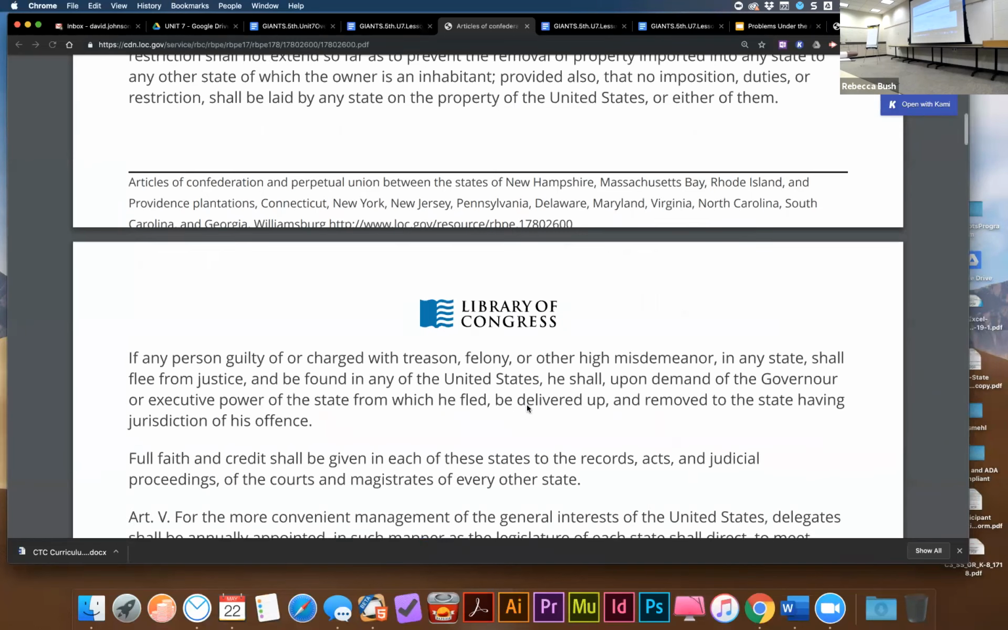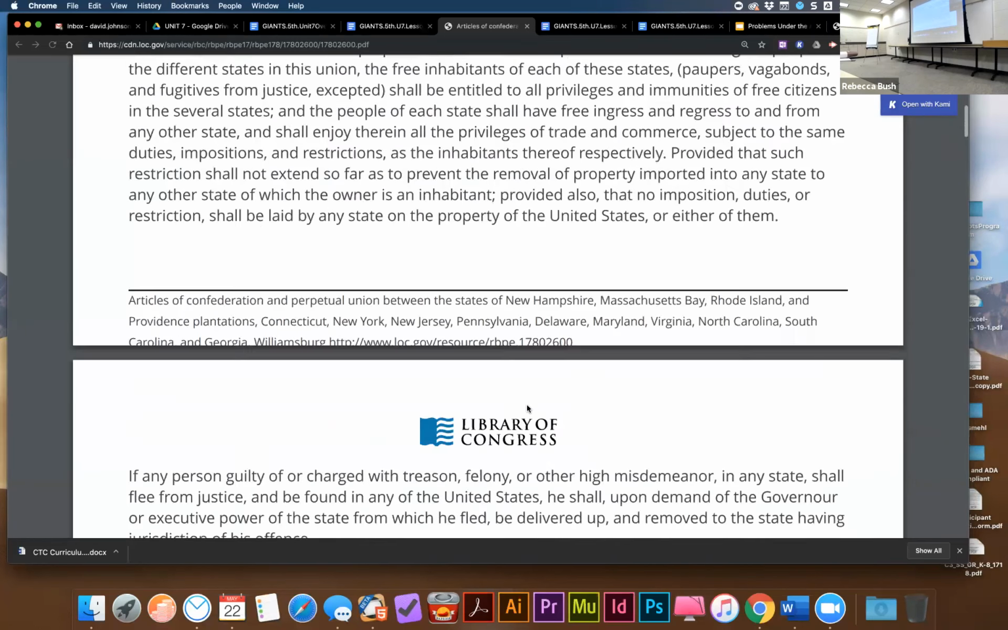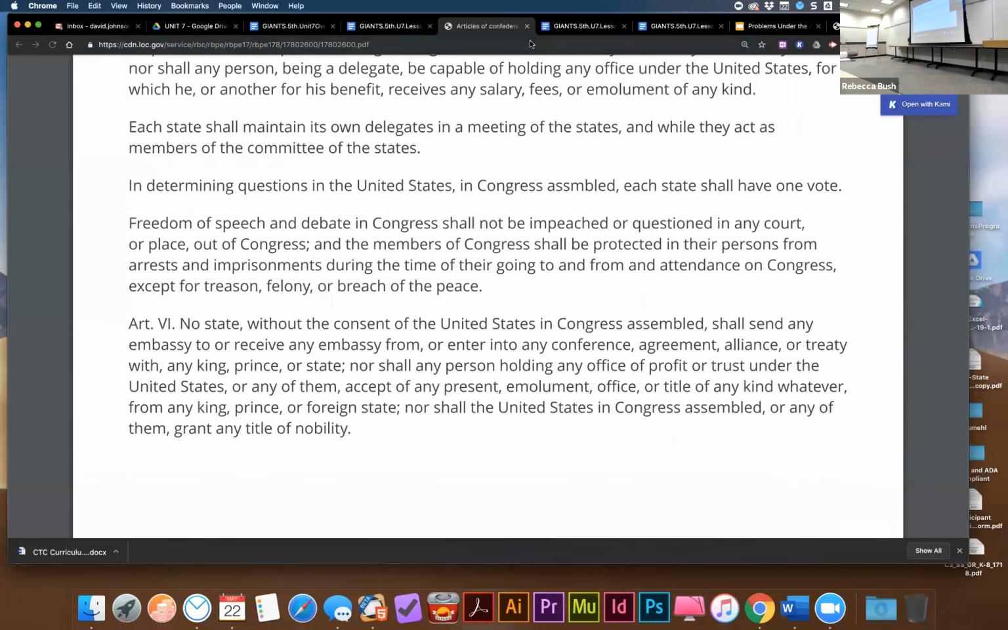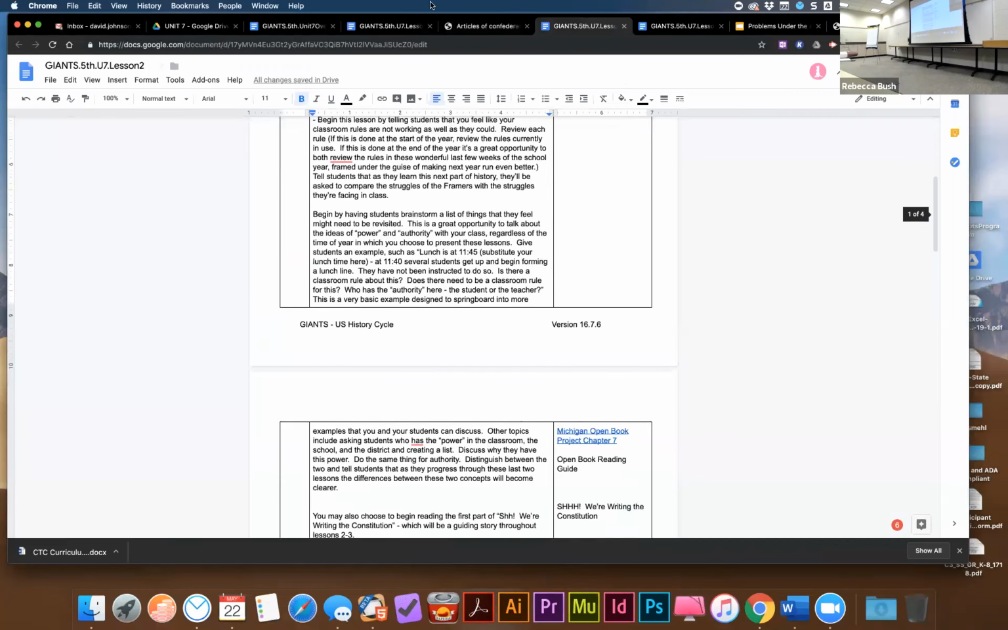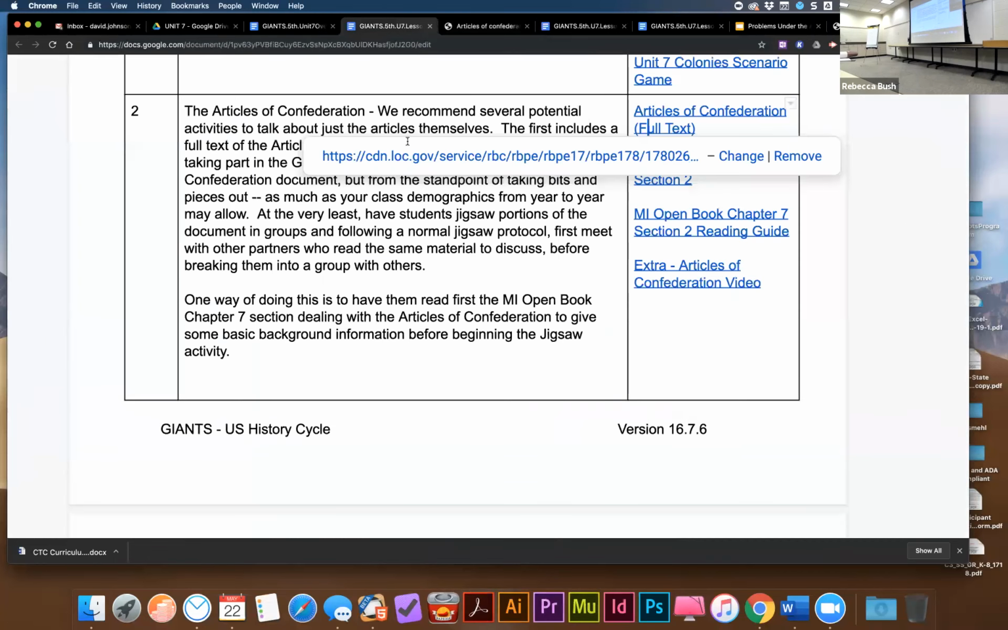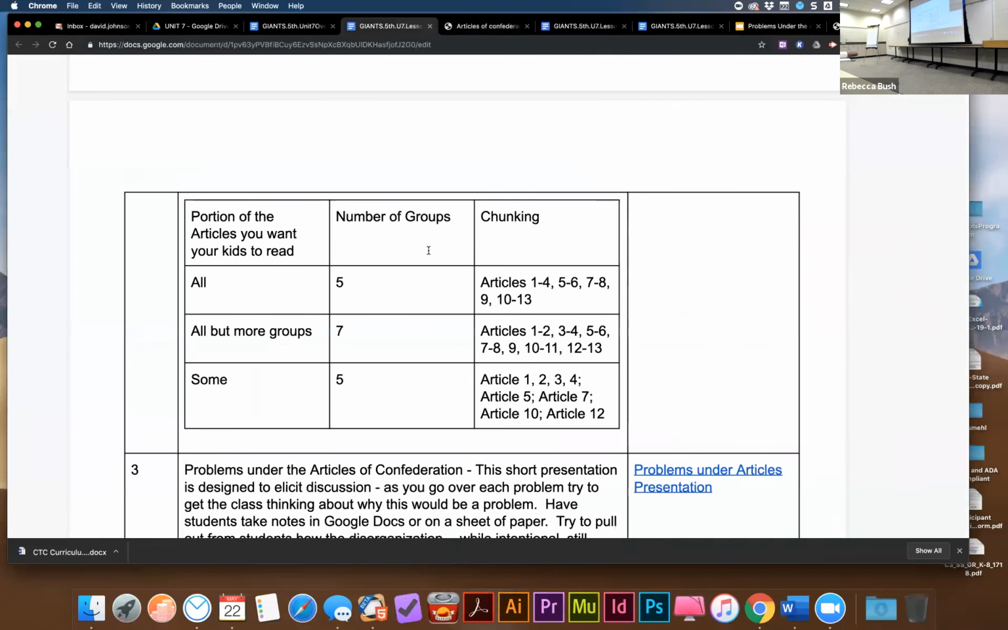So what I did for this was I provided you the full text of the Articles of Confederation, but I chunked it up so that you can choose, and I have some suggestions in here. So if you want your kids to read all of it and you've got a rough class size of 30 kids, 30 or less, go into 5 groups and chunk them out this way.